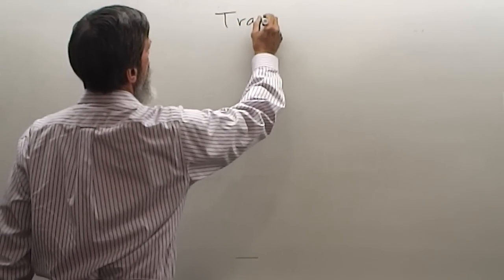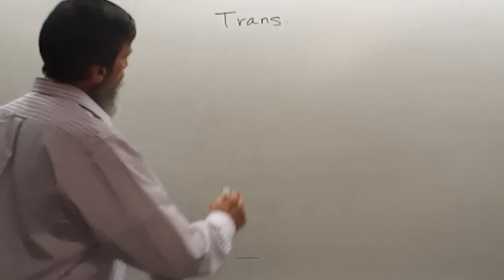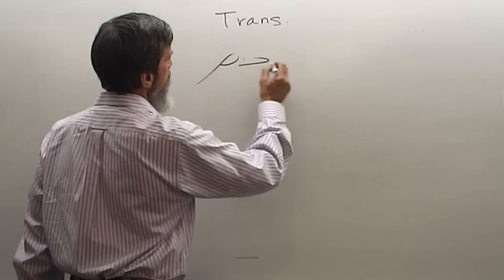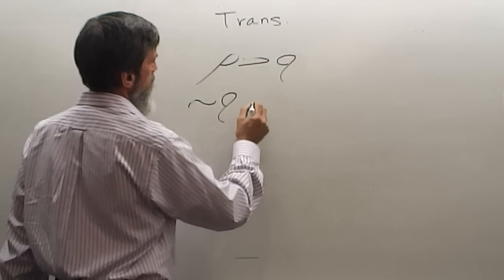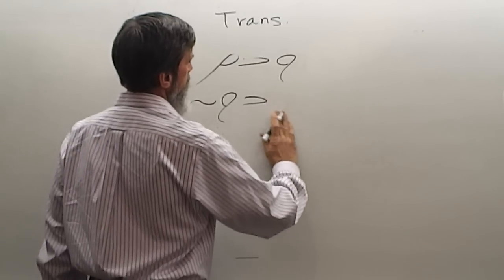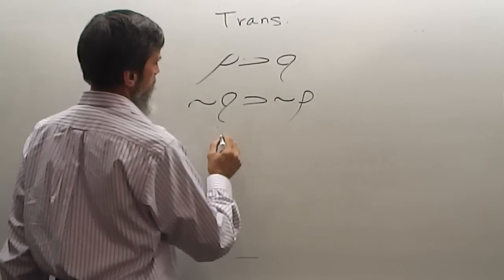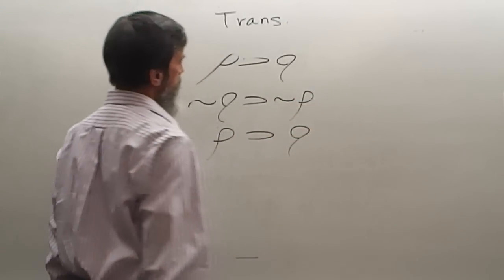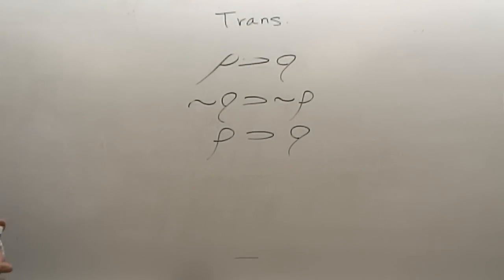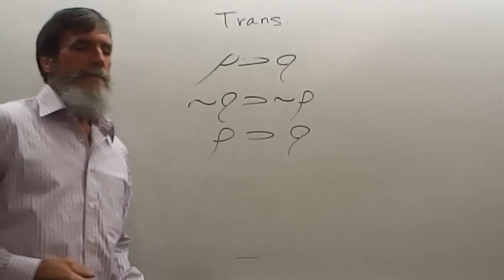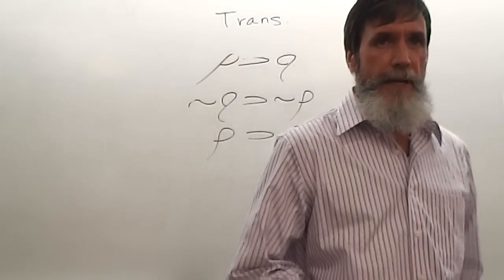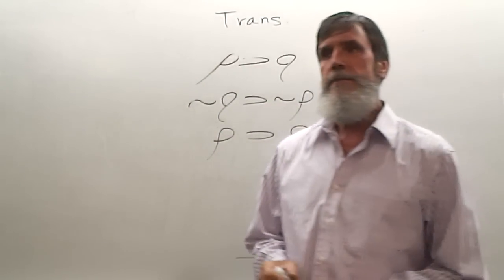Next up is a rule of replacement called transposition. Transposition has only one application. Basically, transposition allows us to alter the appearance of a conditional statement.